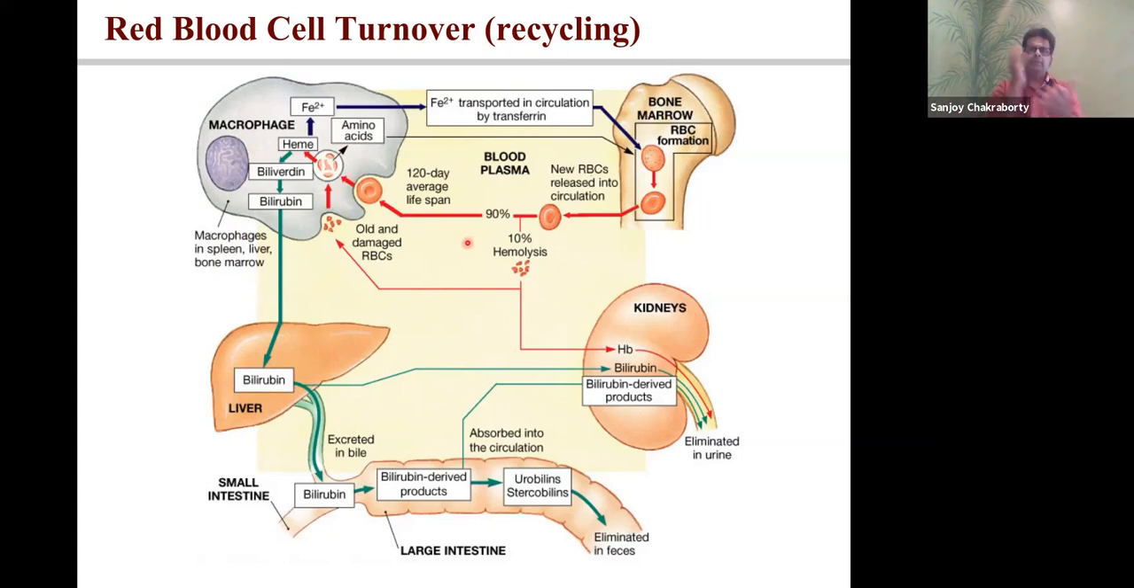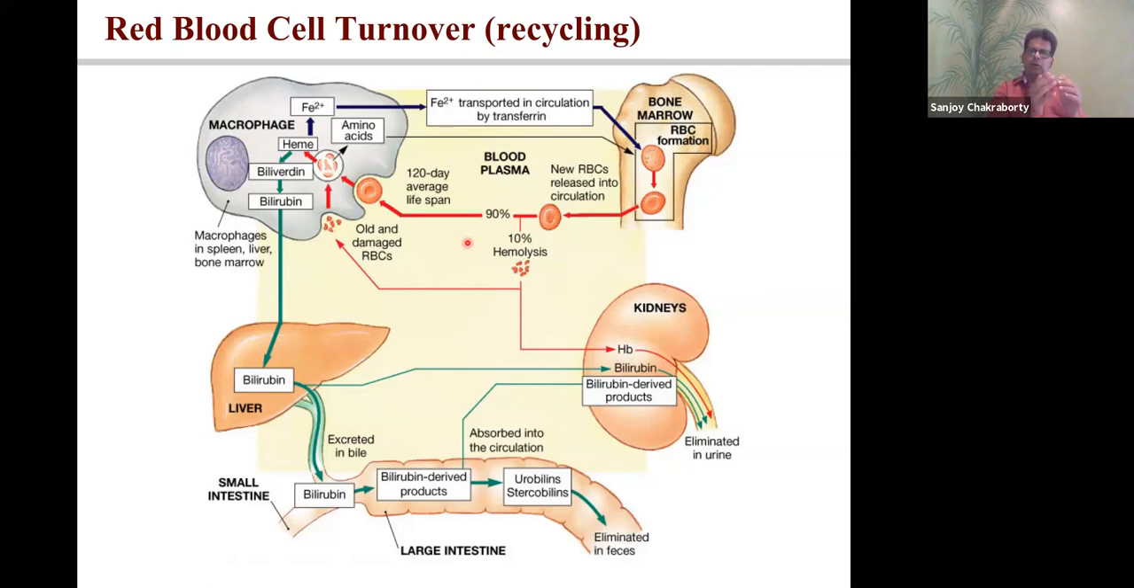When they take them inside, they break them. When they break, the main component of the red blood cell is the hemoglobin. That hemoglobin molecule, if you remember, has 4 polypeptide chains, 2 alpha, 2 beta. At the end of each chain, there's a heme group attached. So they separate them first.